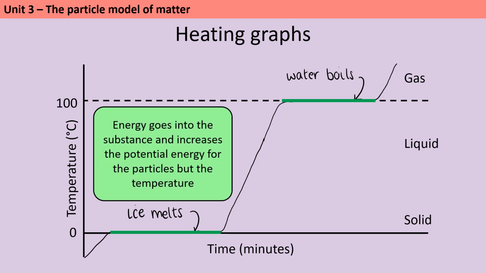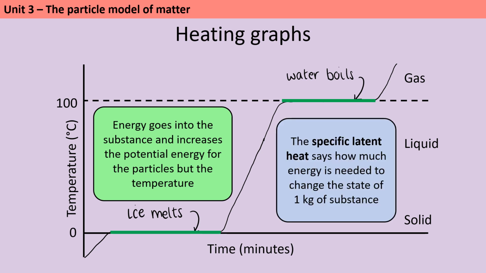And then the green bits of my graph are where the state changes are happening. So here, instead of that energy increasing the kinetic energy of the particles, it's increasing the potential energy of the particles. And so that's where my state change happens. And if I want to know how much energy that's going to take, then I need to know about specific latent heat, which tells me how much energy is needed to change the state of 1 kilogram of a substance.